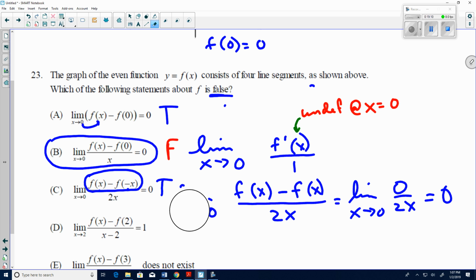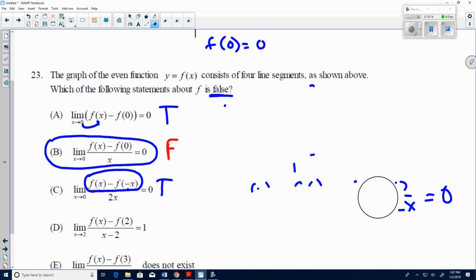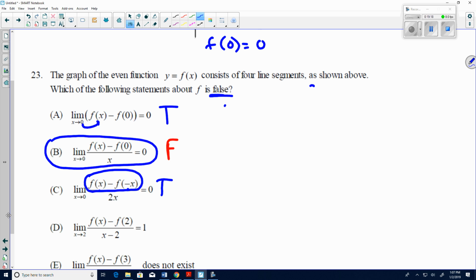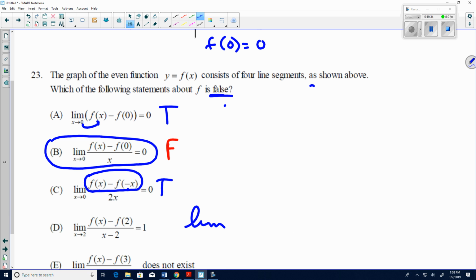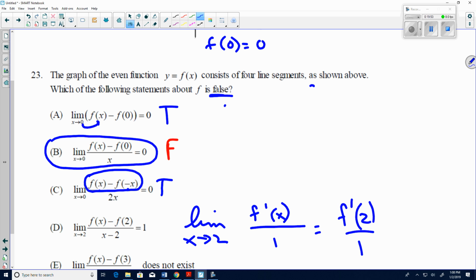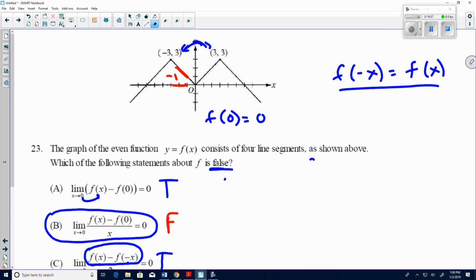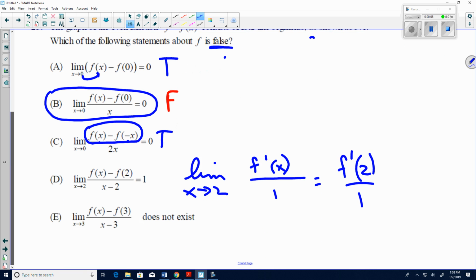This one, if we're trying to figure out what's going on, if we do direct substitution, we get f of 2 minus f of 2 over 2 minus 2, which is 0 over 0, which we can't make any sense of. So we'll use L'Hopital on this one. We have the limit as x goes to 2. The derivative of the top is f prime. The derivative of f of 2 is 0, right? That's a constant. And the derivative of the bottom is 1. So now we just substitute in. So f prime of 2. What is the slope at 2? So we look at the graph. The slope at 2, here's 2, and the slope right here is in fact 1, right? So that becomes 1 over 1, which is 1, so that's true.